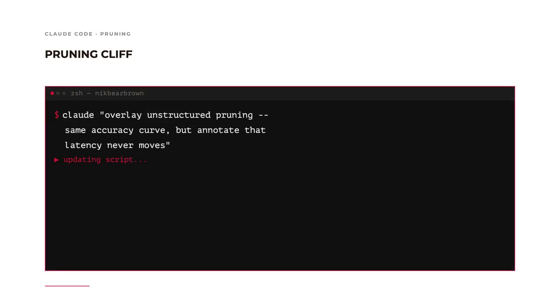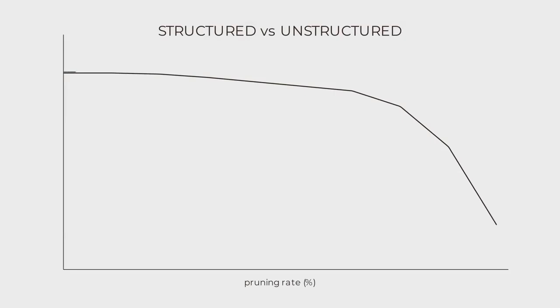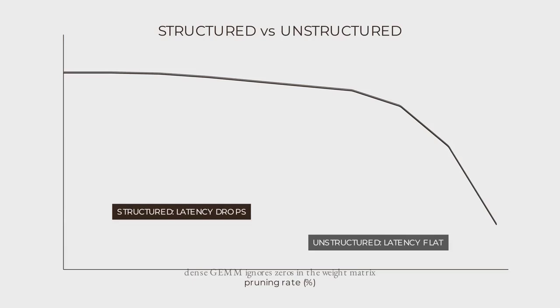Now add the comparison that kills the argument for unstructured. Iterate, Claude. Overlay unstructured pruning, same accuracy curve, but annotate that latency never moves. Rerun. Two curves now. Structured in ink, accuracy and latency both drop. Unstructured in slate, same accuracy shape, but the latency annotation stays flat.